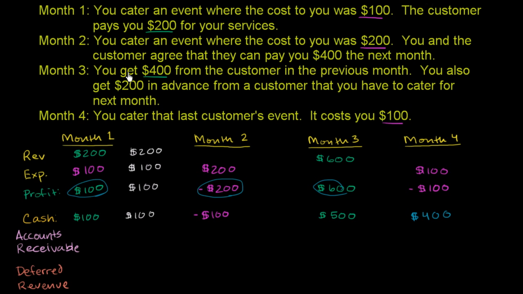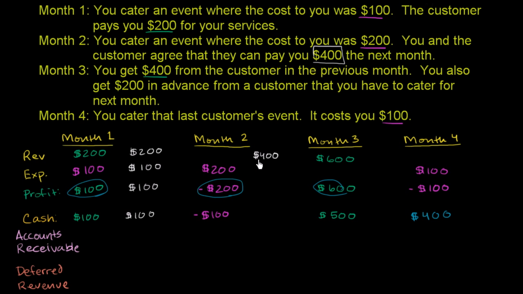Now let's go to month two. You cater an event where the cost to you was $200. You and the customer agree that they can pay you $400 the next month. So now it gets interesting because you performed the catering that month, and the catering that you performed that month is worth $400. So on the accrual basis of accounting, you would say that you earned $400 of revenue in this month, even though the customer did not pay you. They did not give you the cash.